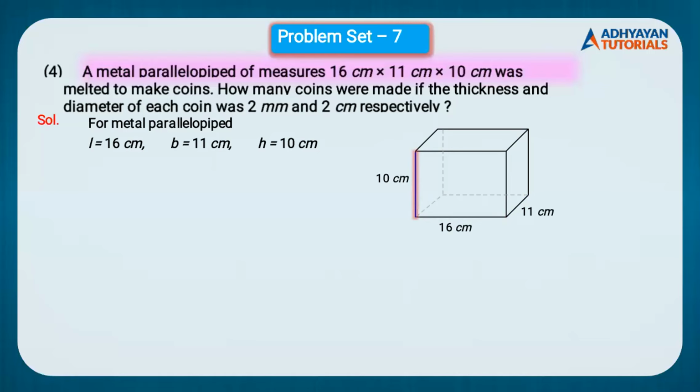Okay. Now this cuboid was melted to make coins. So understand students, it's a very important thing. The cuboid is melted, and after melting it, various coins are made from it. So first of all, we need to understand what is the shape of a coin.